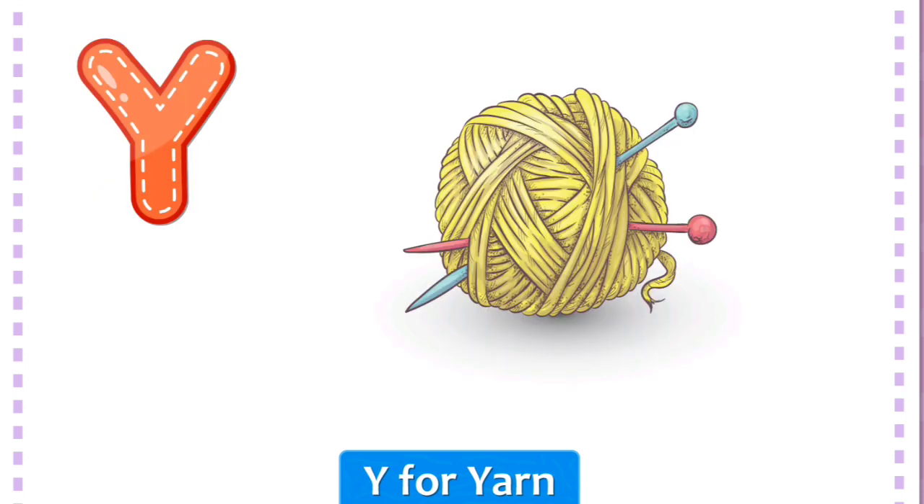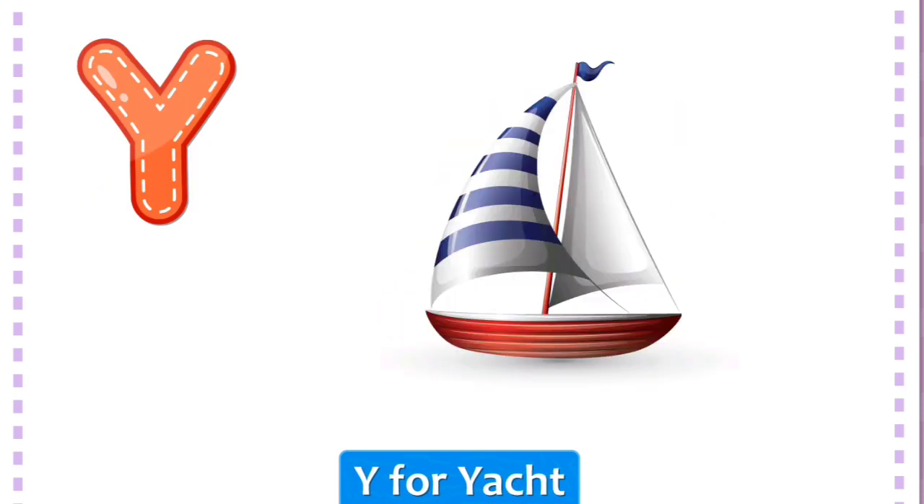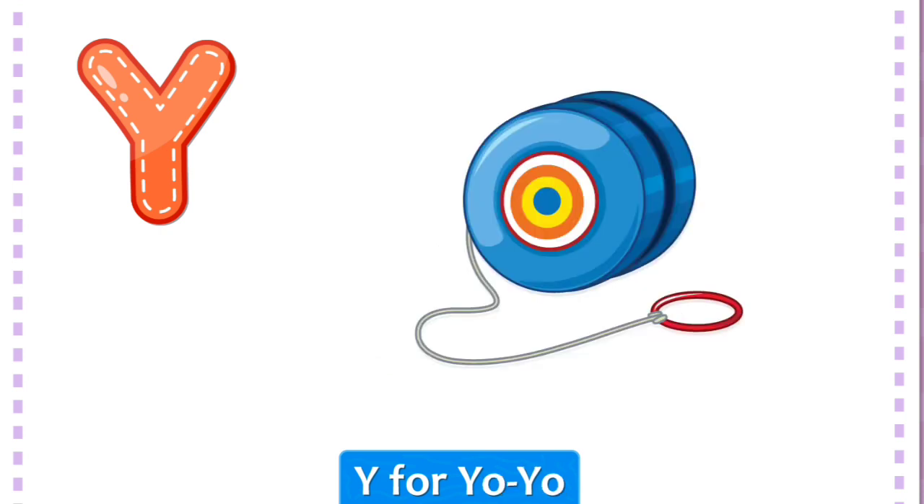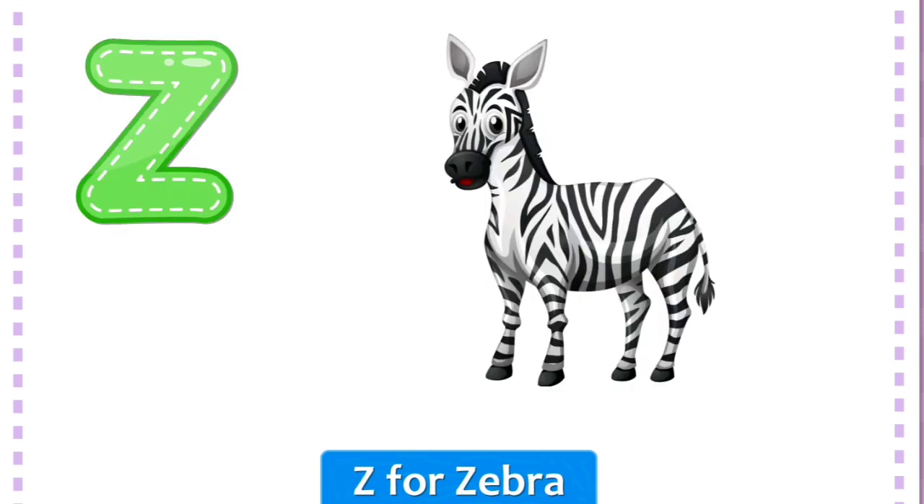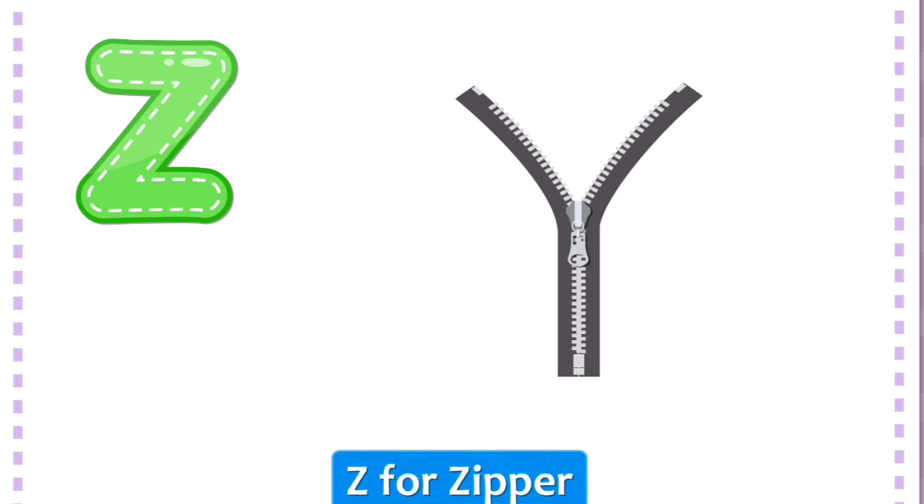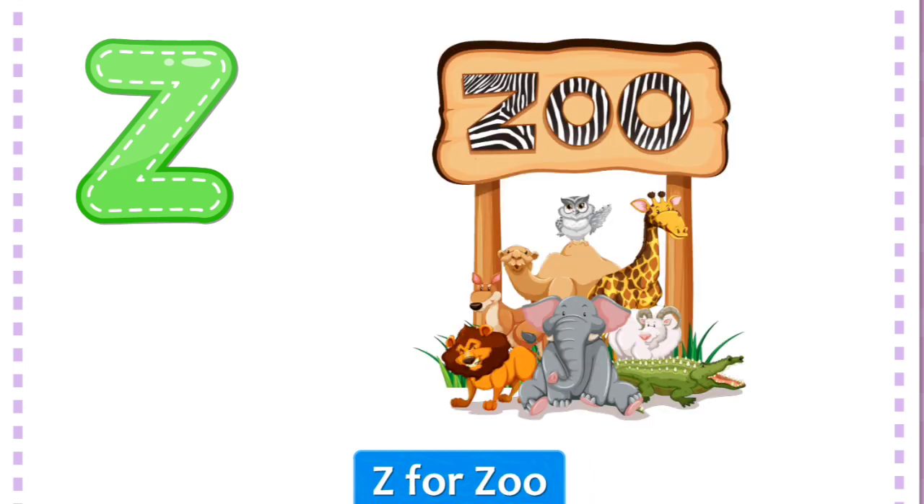Y for yarn. Y for yacht. Y for yo-yo. Z for zebra. Z for zipper. Z for zoo.